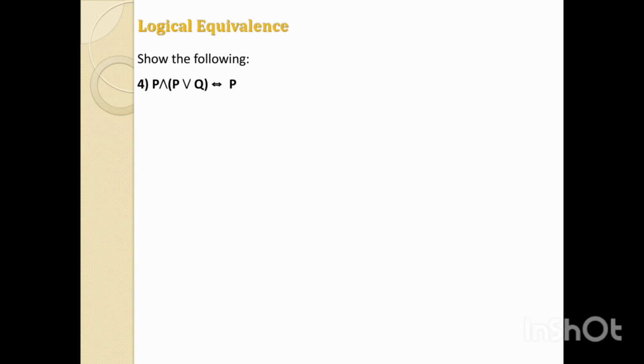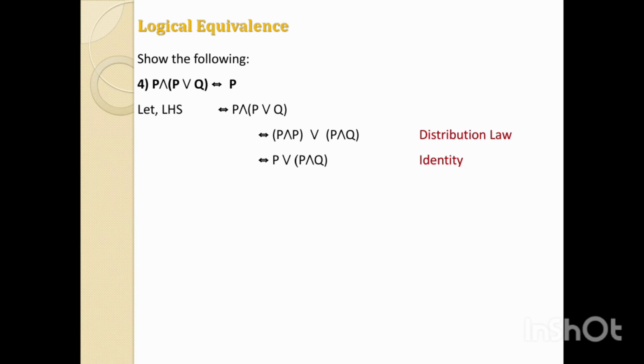Let's have the fourth problem statement, that is P and in bracket P or Q is logically equivalent to P. Let us consider the LHS side, P and in bracket P or Q. If we look, inside a bracket and outside the bracket there are different symbols. We have to use the distributive law. We have written P and P, or P and Q. Now, using the identity law, P and P is always P. That's why the next step is P or the P and Q.